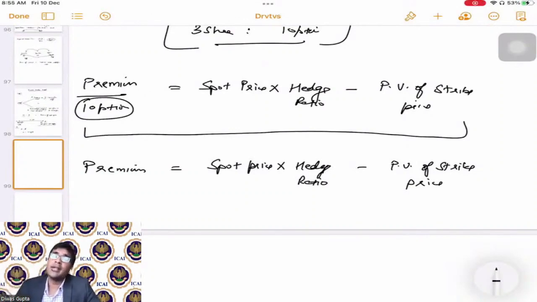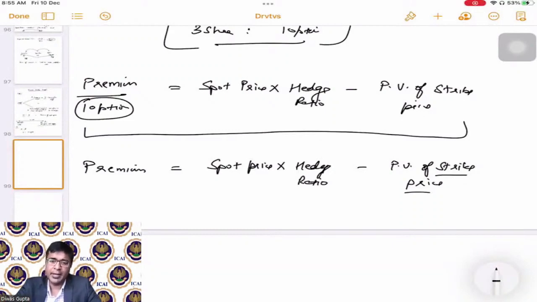Case number 2 is the prices will become favorable, the option will be in the money, and hence the option will be exercised. In that case, you can use this present value of strike price, correct? And the third thing is, if it is at the money, then also the option will not be exercised, or it can be exercised also, it will not give any benefit or loss.